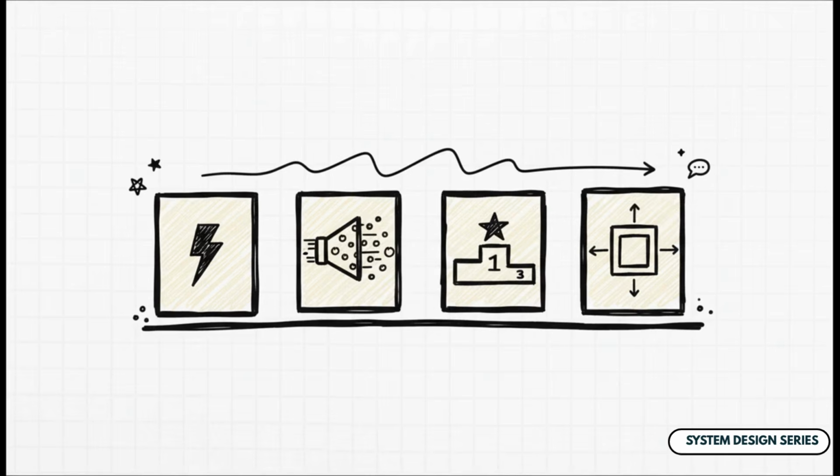1. Low latency. It has to feel instant, non-negotiable. 2. High throughput. We're talking about handling a fire hose of traffic, maybe tens of thousands of queries a second. 3. Relevance. We can't just show random words, we need the most popular, most trending stuff first. And 4. Scalability. The system has to be able to grow without falling over.